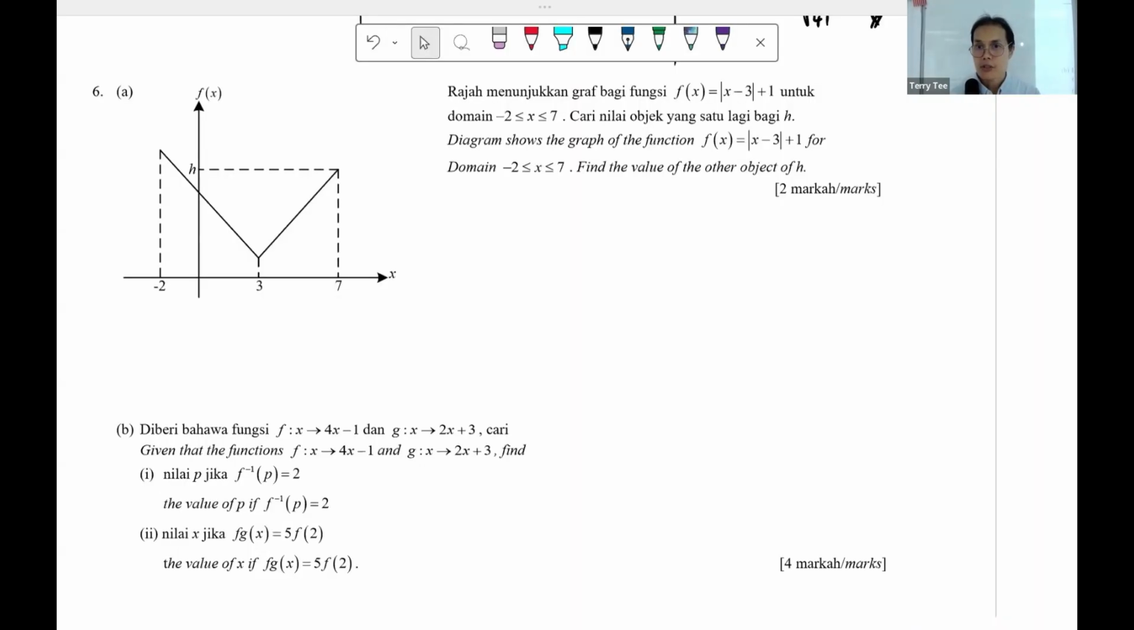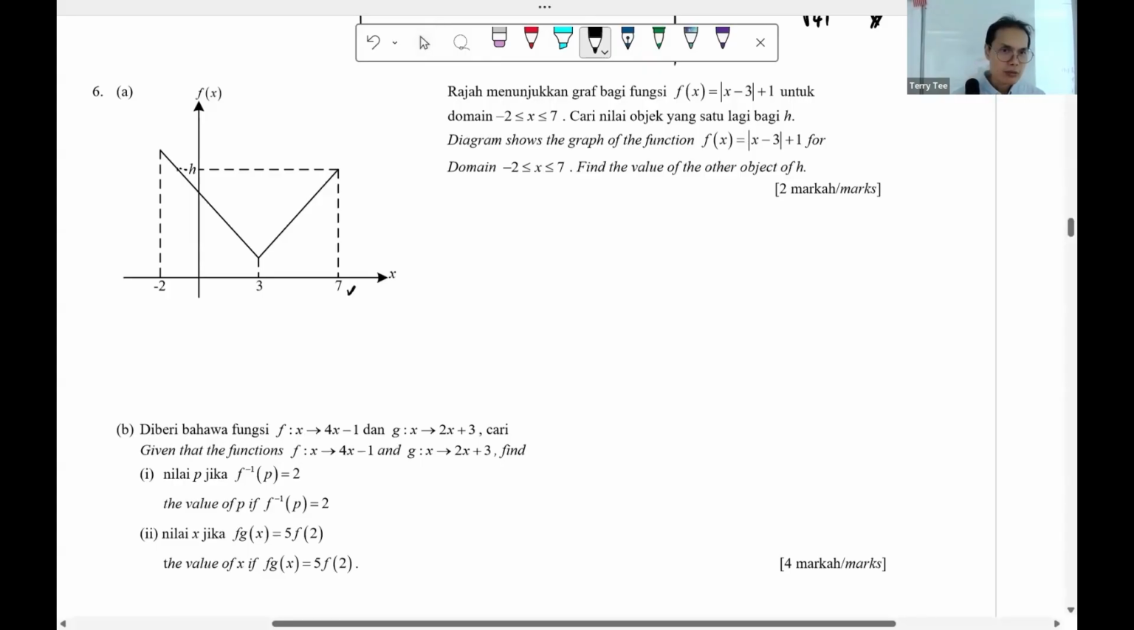Question number 6, Form 4, Chapter 1, Function. This involves the modulus function. The diagram shows the graph of function f(x) equals modulus of x minus 3, plus 1, for the domain of x between minus 2 and 7. So find the value of the other object of h. Okay, h is the image for 7. The other object will be here. You move across, you move down, should be here.